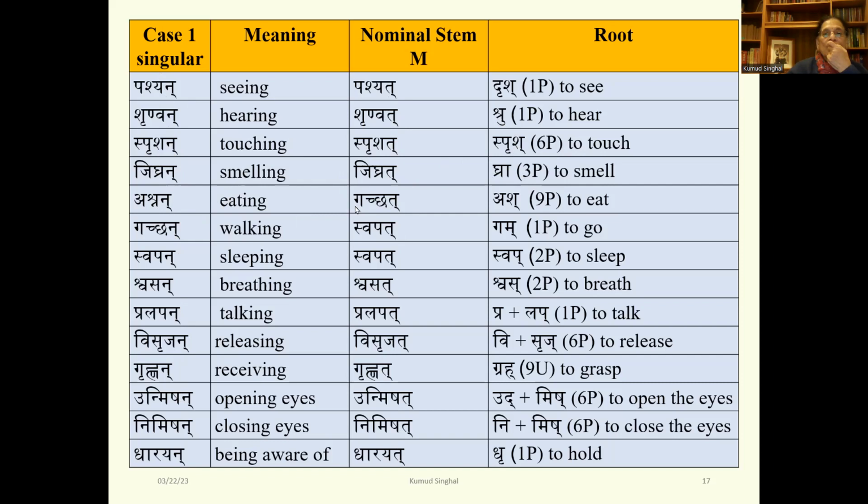Sorry, this is wrong. This should not be gachat. Yeah, this is a typo error. Here, this should be here, like this one. All right. Then swapan, then again swap, 2p. Shwasan, shwas, 2p.